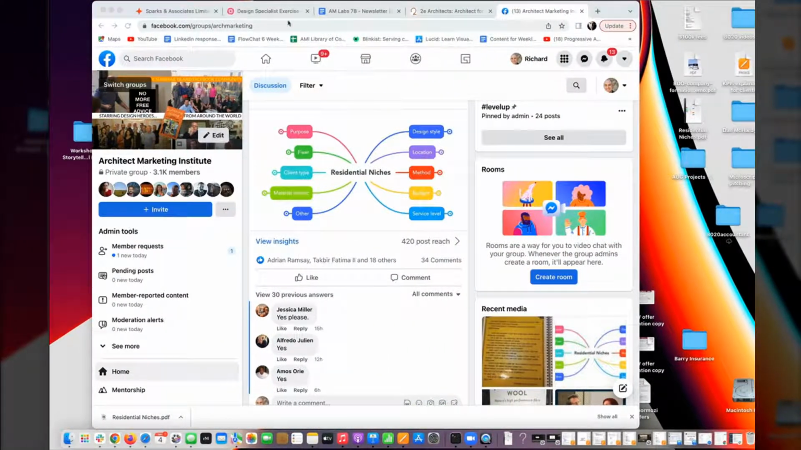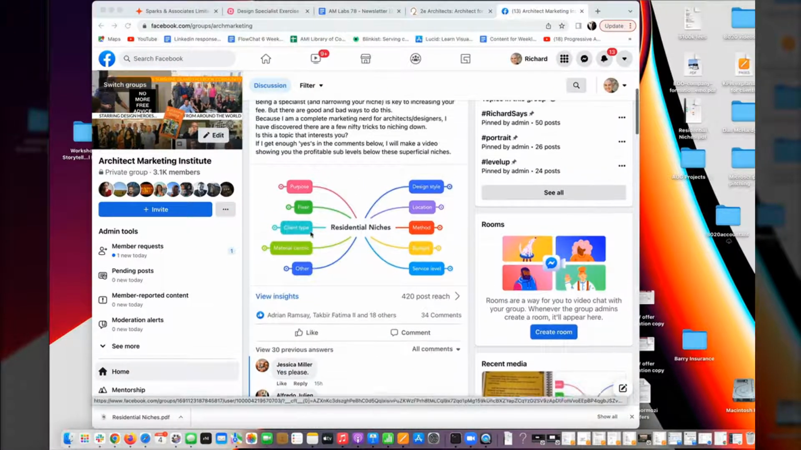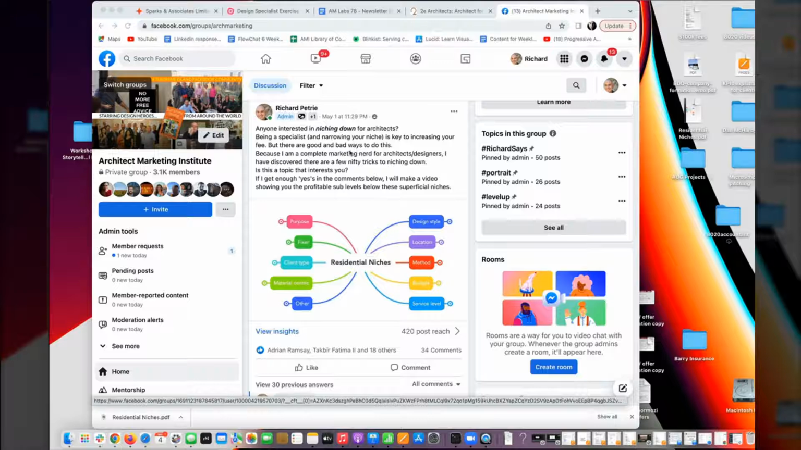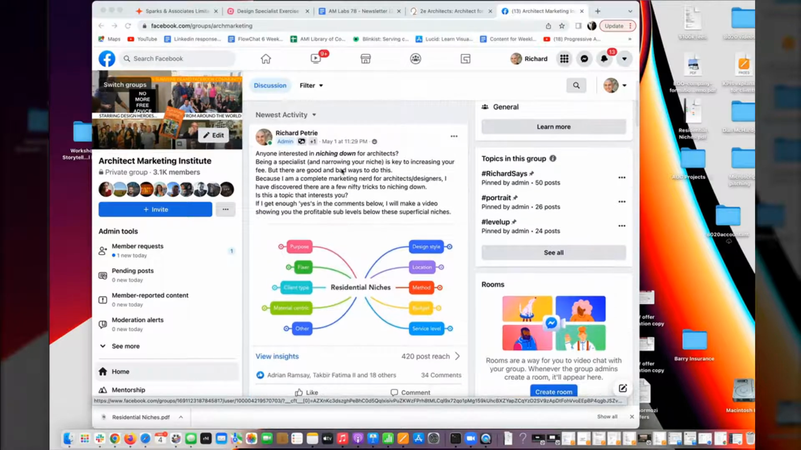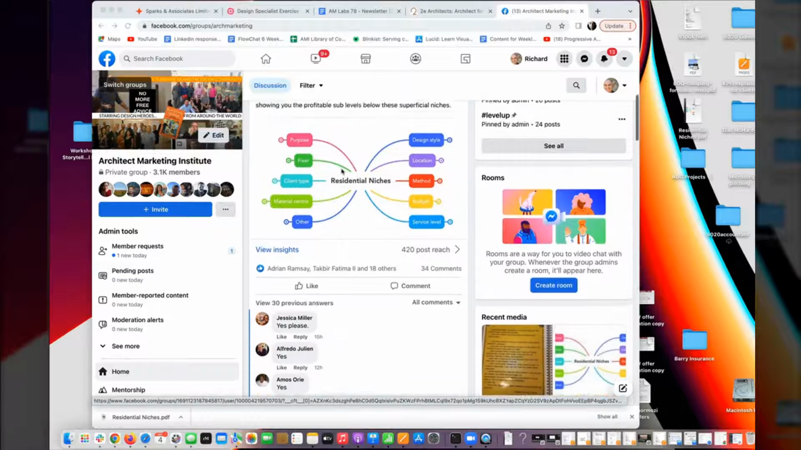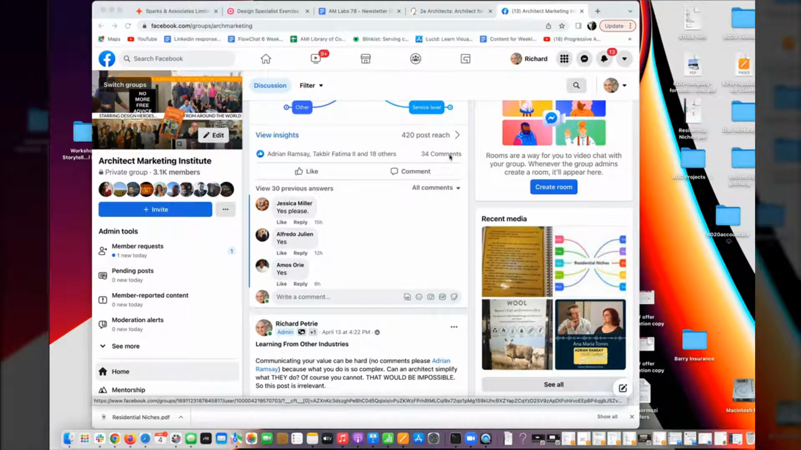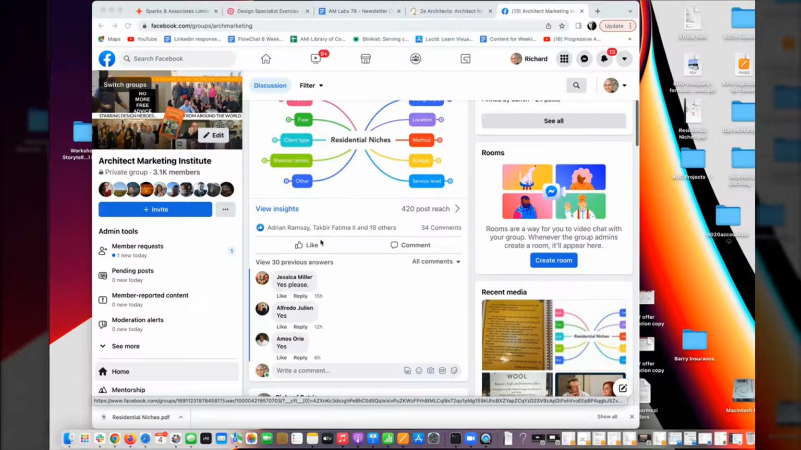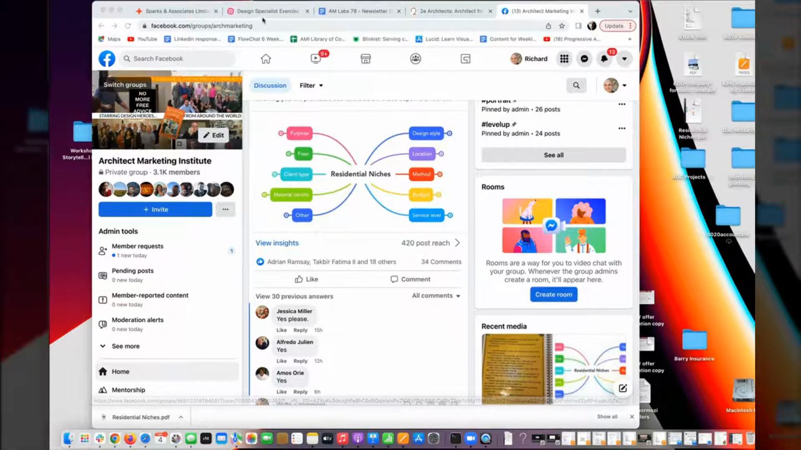Okay, so I did a post last week on would people like drilling down on niches, particularly for residential, which is what we'll do at the moment. And I asked, would you be interested? There was about 34 people said they'd like a breakdown on that. So let's go and do that now.